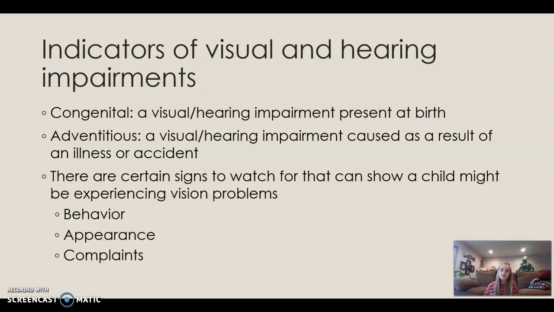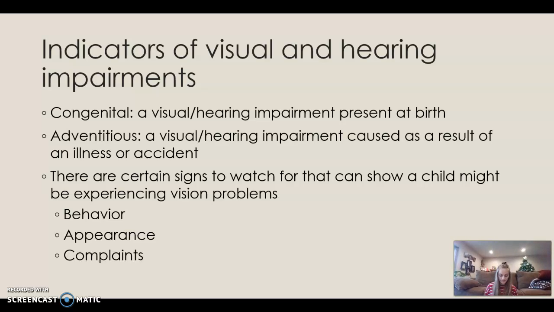And then there's appearance that can show that they might be having a vision problem. So if they have crossed eyes, if their eyes are inflamed or watery, or if they have uncontrolled movements of dropping eyelids, these can all be signs in their actual physical face that they might be experiencing vision problems.